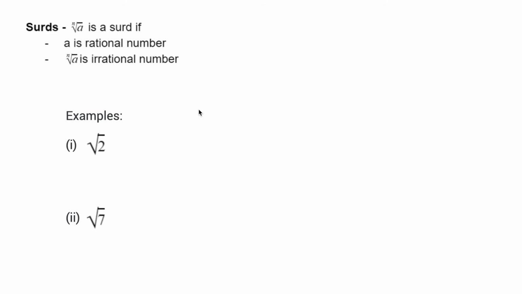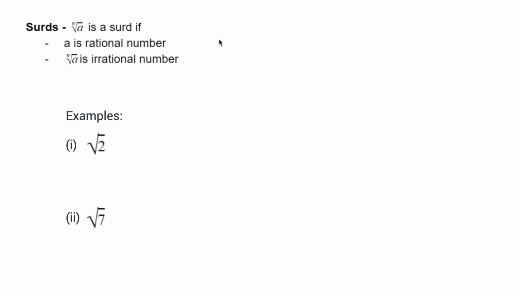Now let's talk about our next topic, which is surds. How do you identify if a particular number is a surd number? As you can see, the nth root of a, that is, under root a to the power n, is a surd only if a is a rational number, and the nth root of a is an irrational number.